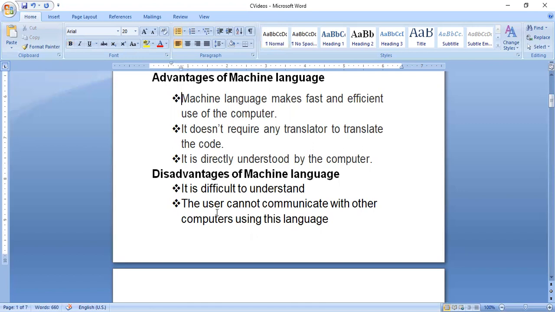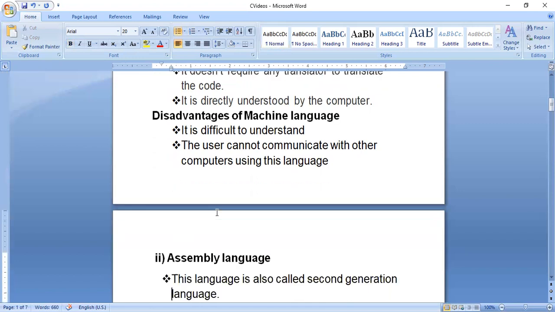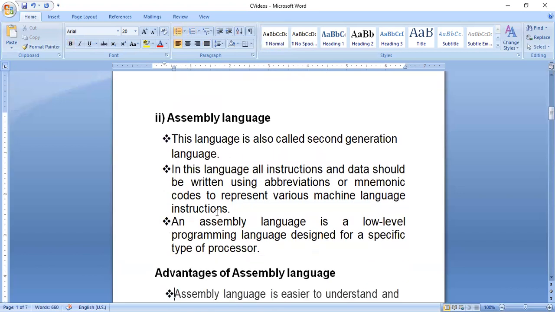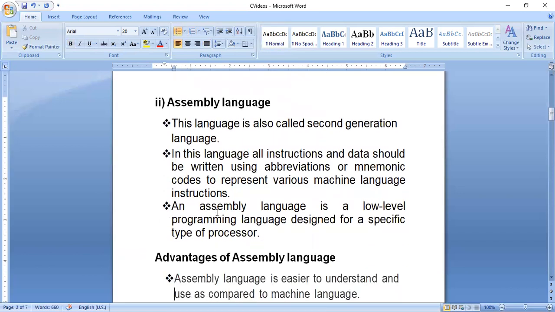Next, we can go for the second one, assembly language. This language is also called second generation language, whereas first generation language is machine language. In this language, all instructions and data are written by using abbreviations or mnemonic codes. Underline this point: abbreviations or mnemonic codes, or opcodes. Abbreviations or mnemonic codes represent various machine language instructions.